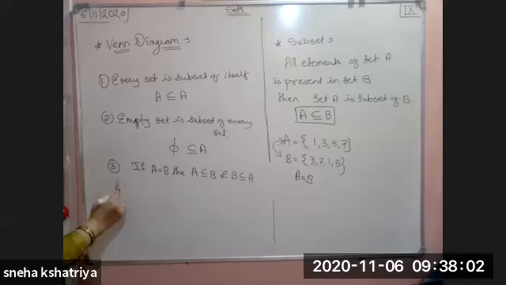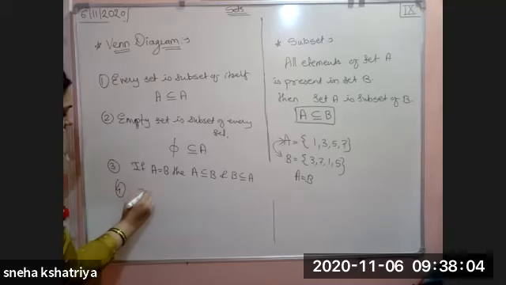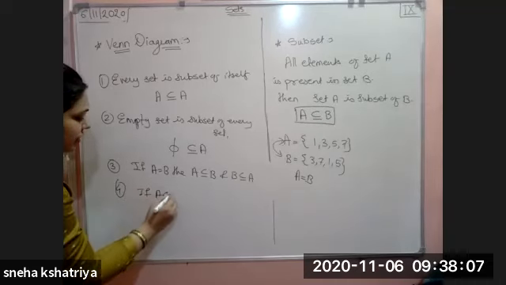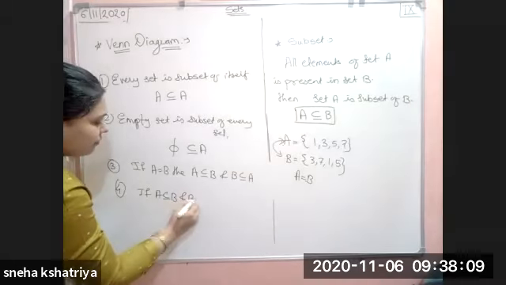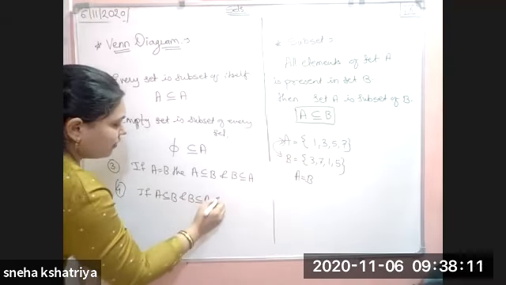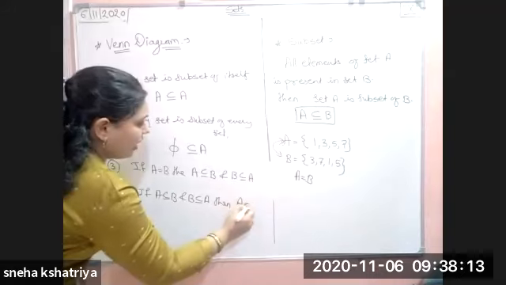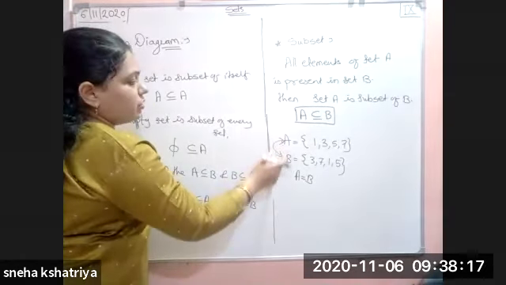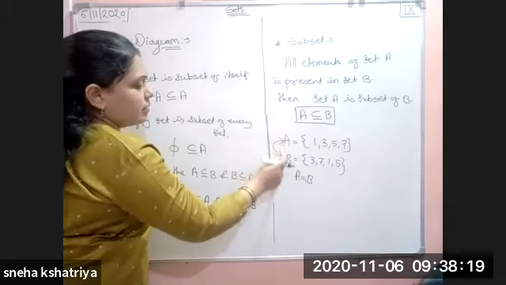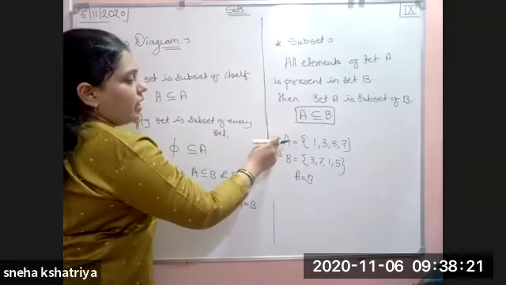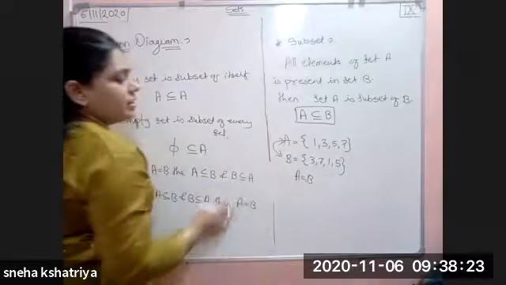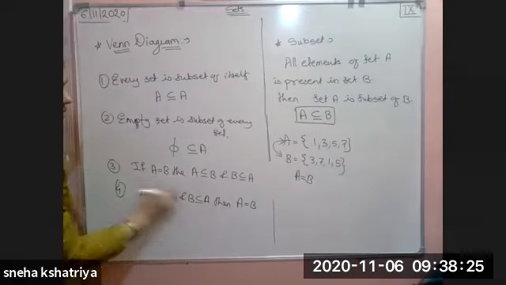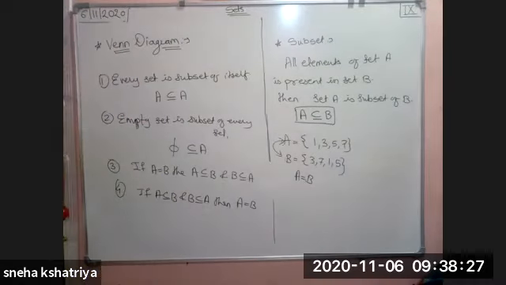And the fourth one is just vice versa. If A is a subset of B and B is a subset of A, then A is equal to B. If these are two subsets of each other, A is a subset of B and B is a subset of A, then A will become equal to B. This statement is just reversed, and that is what vice versa true means.